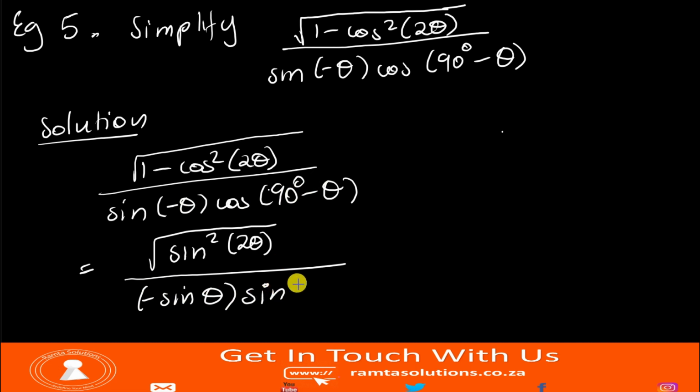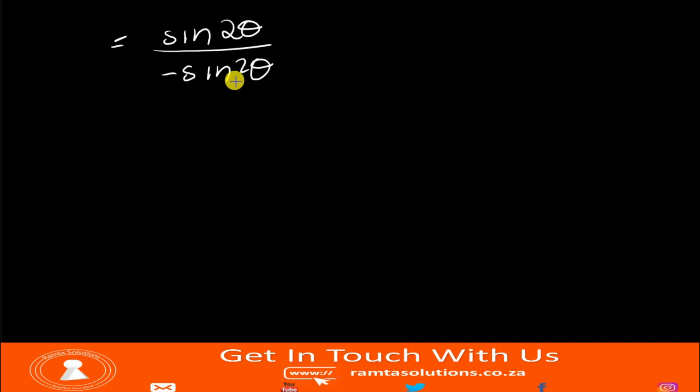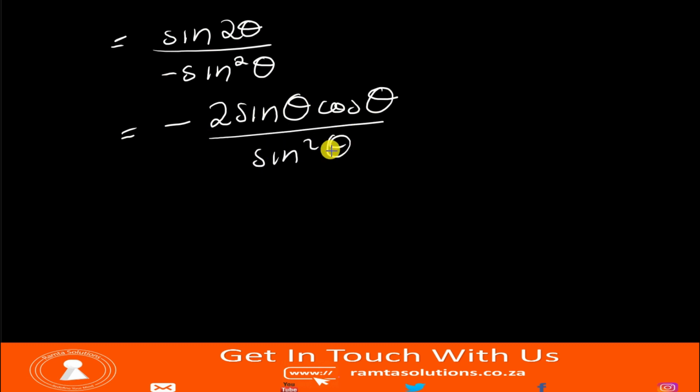Okay, this has to change to sine. Okay, perfect. Now, another thing that I want you to notice here is that here you have square root of sine square, which will mean you have sine 2 theta. Okay? So, continuing, you now have sine 2 theta, because the square root has killed that power, over minus sine square theta. Okay? This is because this is sine times sine. Hence, I'm saying minus sine square theta. Okay, sine square theta. Maybe let me rewrite it so you cannot say they are the same. Sine square theta. Now, this is a double angle of sine. So negative, we know double angle of sine will be 2 sine theta cos theta all over sine square theta.